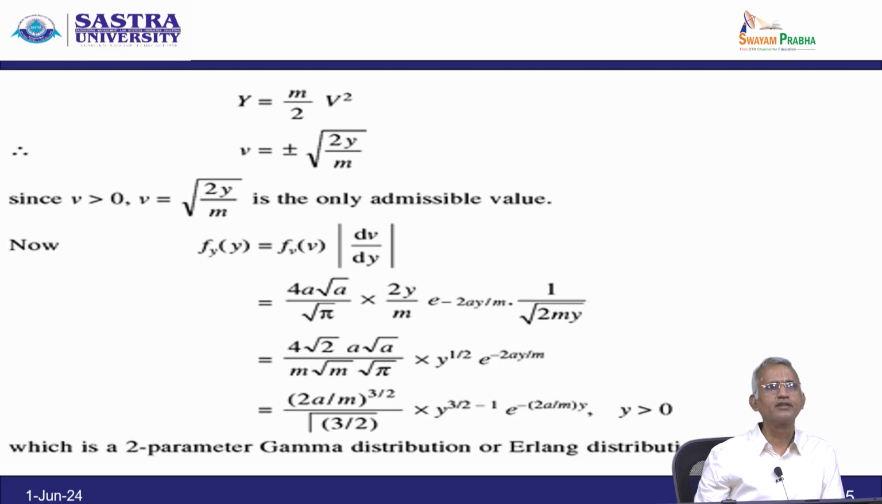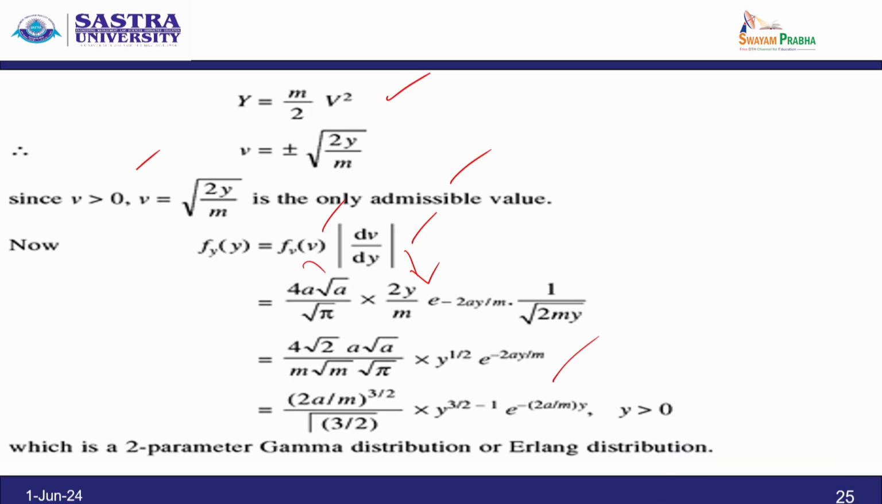Therefore, from the previous step y equal to m by 2 into v square, from this v equal to plus or minus root of 2y by m. Since v is positive, v equal to root of 2y by m is the only admissible value. From this we can calculate fY(y) is fV(v) into dv by dy, and fV(v) we already have. Differentiate v with respect to y, simplify and convert in terms of y, and we have the value. So this is called gamma distribution or Erlang distribution of two parameters.